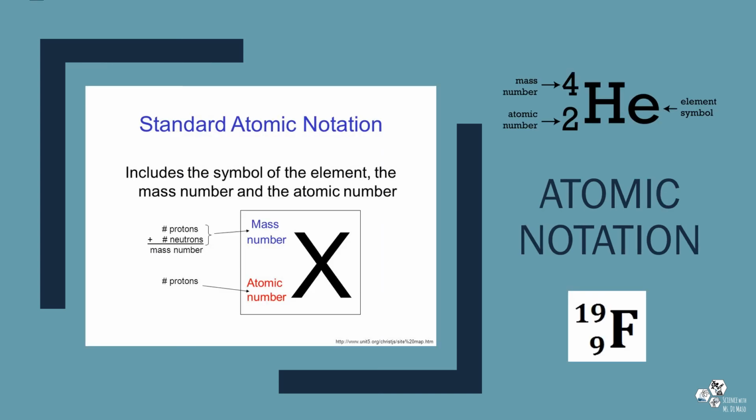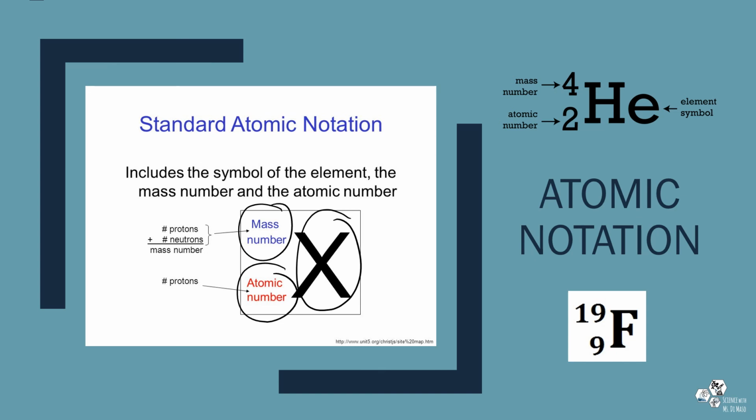Last thing is standard atomic notation. Sometimes when you do not have the periodic table in front of you and you are working with these kinds of numbers, you can just write things in what we call standard atomic notation, or just atomic notation. It is the symbol of the element with the mass number in the top left and the atomic number in the bottom left. So that's a little bit different than what we're used to. We're used to seeing that atomic number up in the top left, so don't make mistakes with that one. You'll have to really memorize that.